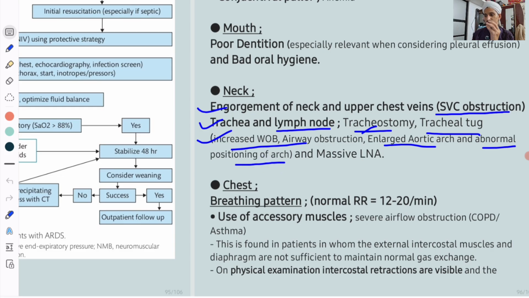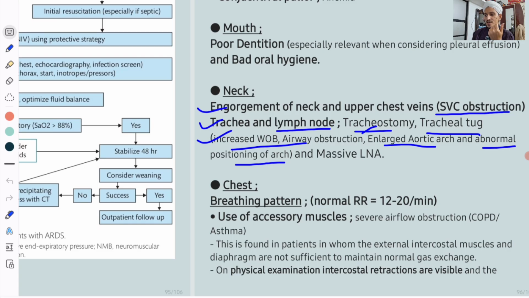You should go and watch videos of these things. Unless you watch, you will not understand them. Search for tracheal tug and just see the videos: the trachea gets pulled inside when the patient is breathing in. That will point towards severe dyspnea, or if there is no severe dyspnea, it can point towards severe upper airway obstruction and some aortic arch disorders.